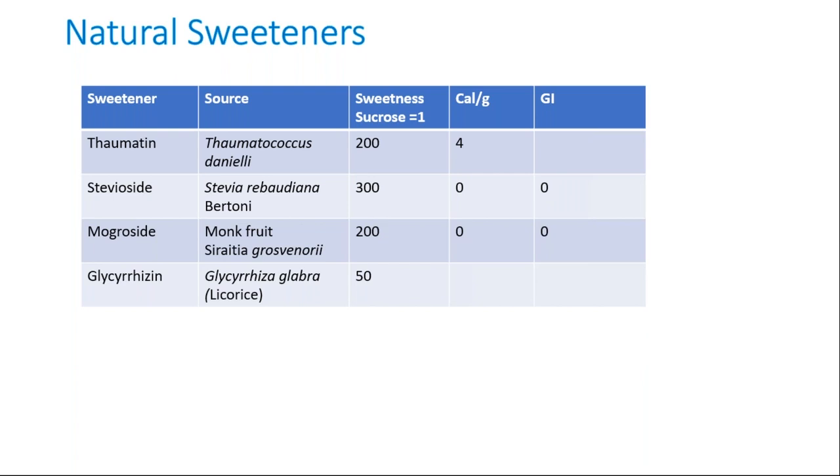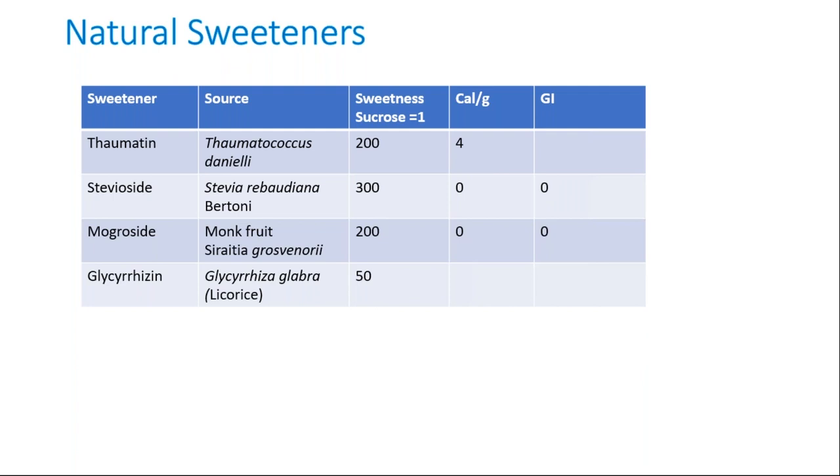Steviosides are a group of glycosides which are produced from the stevia plant. You have the steviosides and the rebaudiosides. These are again 300 times sweeter. They have 0 calories and the GI, that is the glycemic index, is very low. Mogroside, which is the main constituent of monk fruit, which is available in China, is 200 times sweeter.